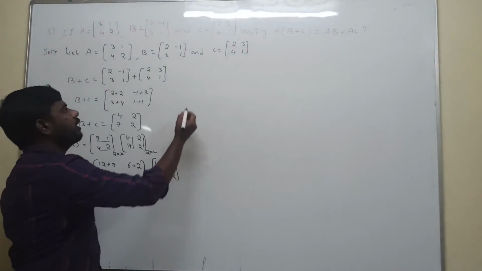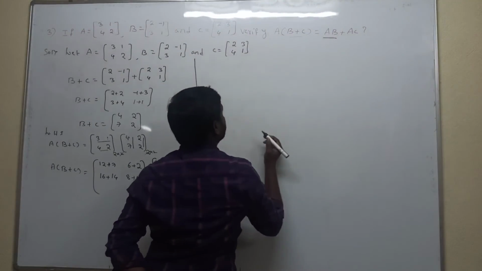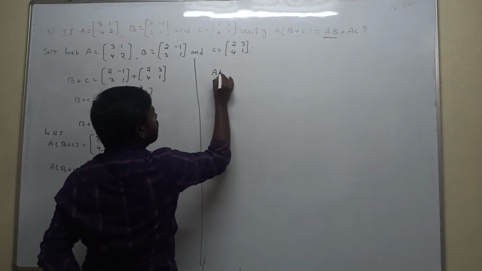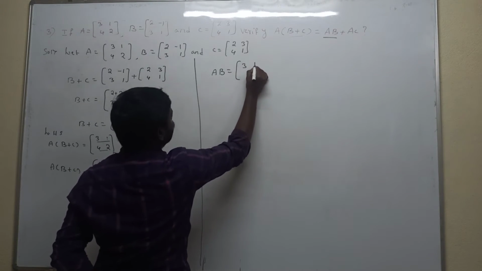Next to calculate the RHS part. First to calculate AB. That's why we are simplifying. AB is equal to the A matrix, 3 1 4 2.